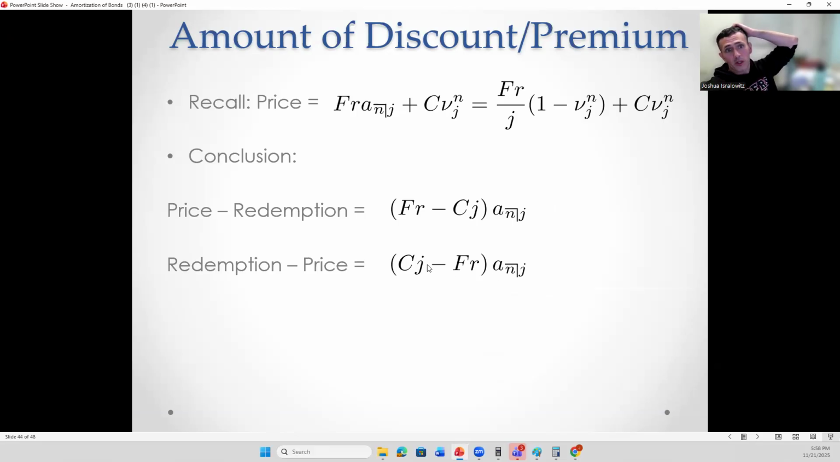Which is basically this one here. And if the bond is bought at a premium and the price is bigger than redemption, then this is the actual amount of premium the bond is bought at, FR minus C. All right.